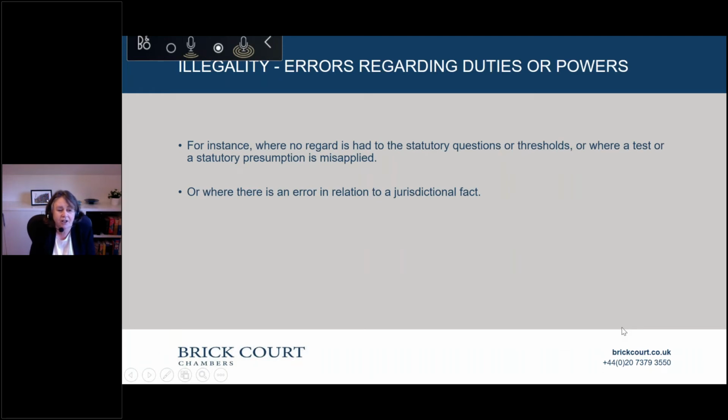I said I'd mention very briefly other grounds, and here is one. This is really illegality, where the body here, the TRA, goes outside the scope of its powers. For example, if it decided not to have regard to the statutory questions or any of the matters that it is required to have regard to, such as international law, or misapplies thresholds or statutory presumptions or matters of that kind, or where there really is an error in relation to a fact which gives it jurisdiction in the first place. Those sorts of errors, illegality errors, will lead to a successful challenge. If I could move on to the next slide, please.